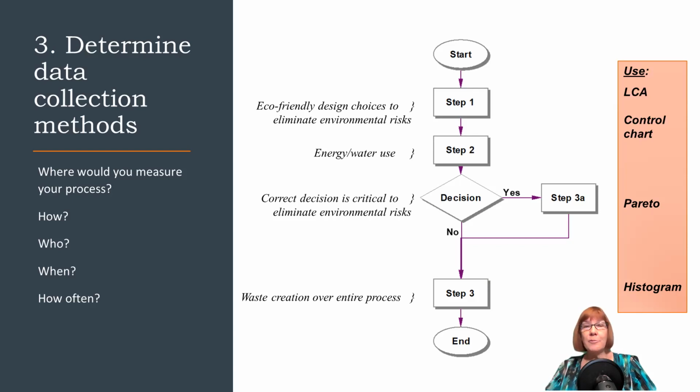If you're looking at whether people are making the correct decision, say, for instance, a recycling decision or a composting decision, and you want to see if they're doing it right, then you would identify the common mistakes there and measure that using maybe a Pareto. And if you're looking at variation over different days of the week, or variation in energy use over the summer versus over the winter, then you might want to use a histogram.